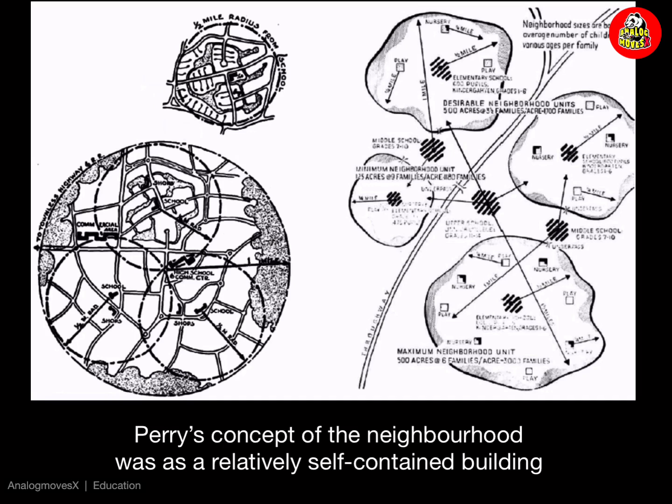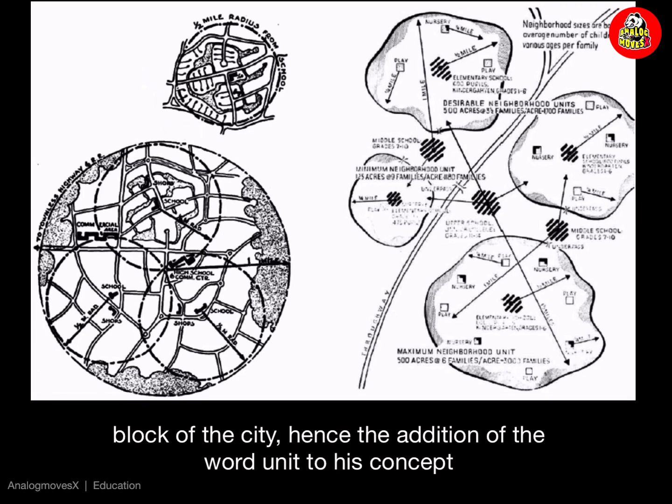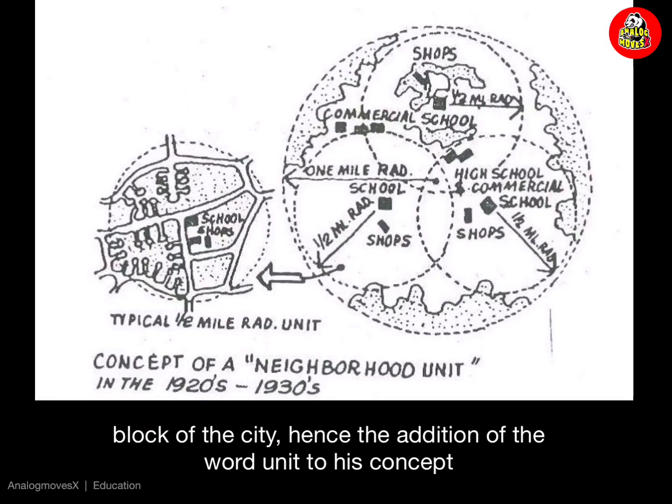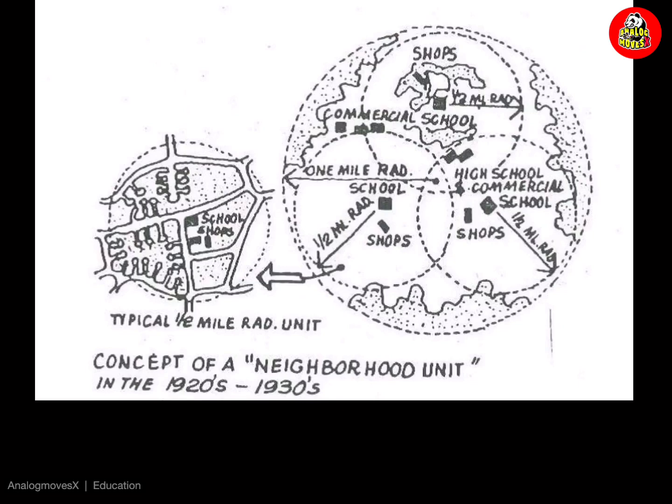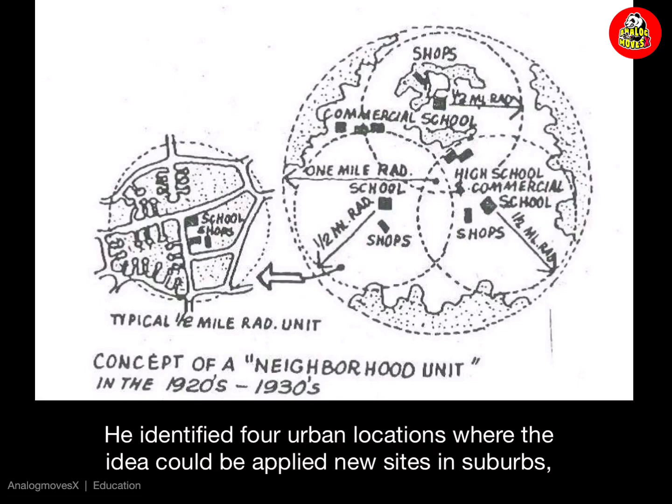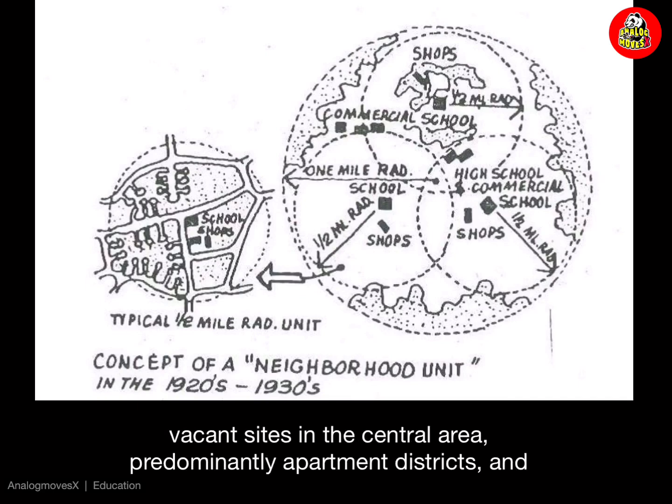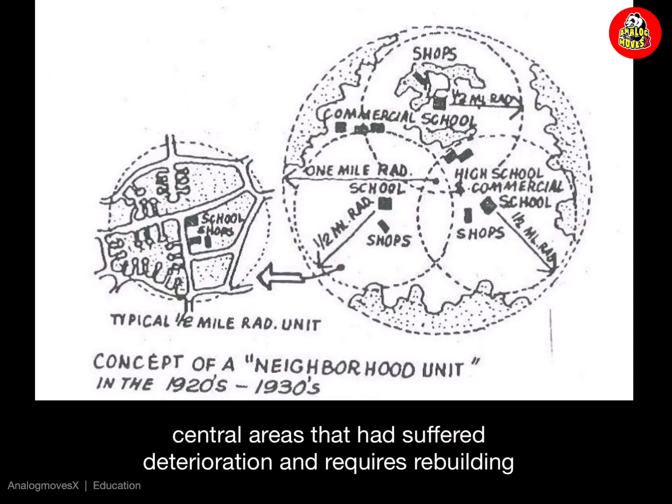Perry's concept of the neighborhood was as a relatively self-contained building block of the city, hence the addition of the word unit to his concept. He identified 4 urban locations where the idea could be applied: new sites in the suburbs, vacant sites in the central area, predominantly apartment districts, and central areas that had suffered deterioration and required rebuilding.